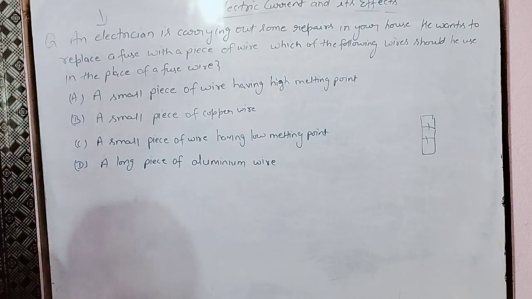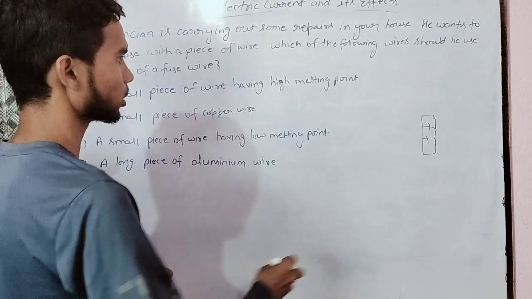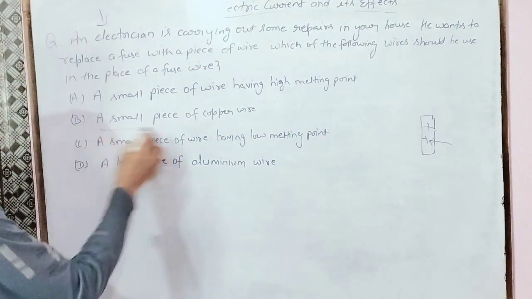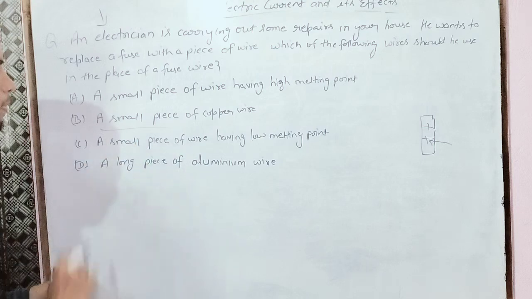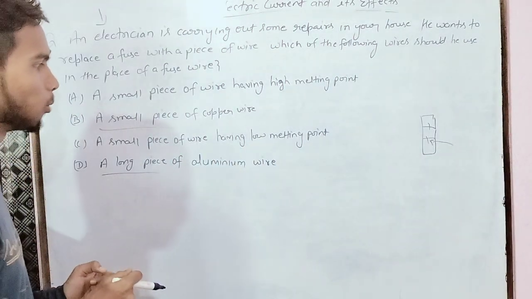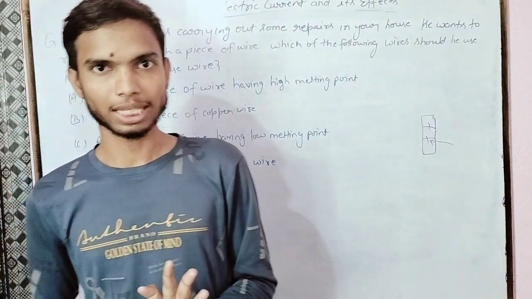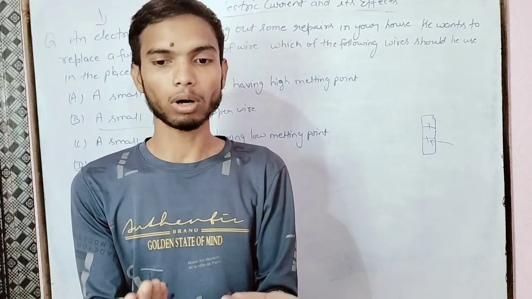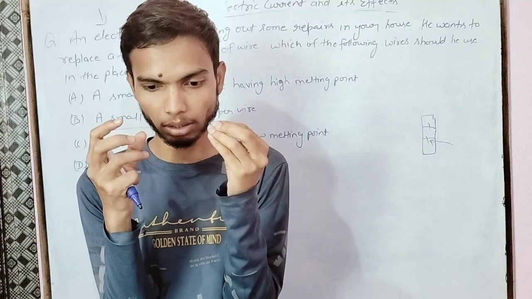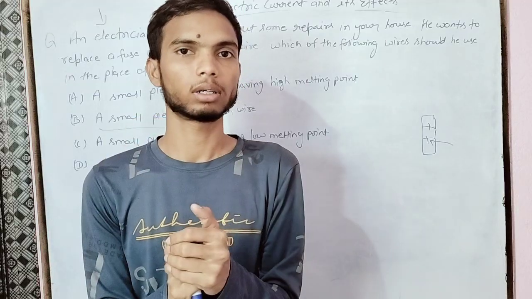A small piece of wire having high melting point. Our focus is on this wire. A small piece of copper wire, a small piece of wire having low melting point, a long piece of aluminum wire. All these four options are telling what the wire will be made of.